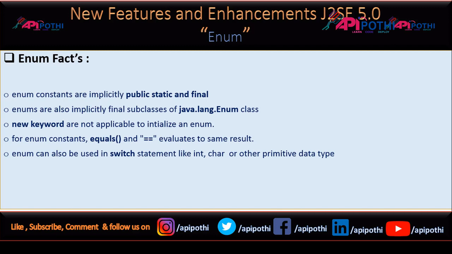Fourth, if you try to compare two enum object references with equals and double equals, you will get the same result. And enum can also be used in a switch statement, just like we use string, int, char and so on. So we can pass the enum also to get the value from the enum field.